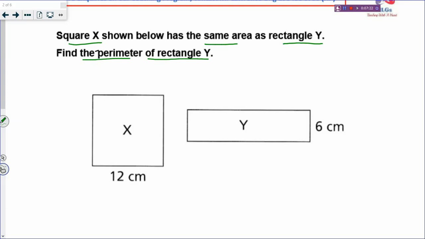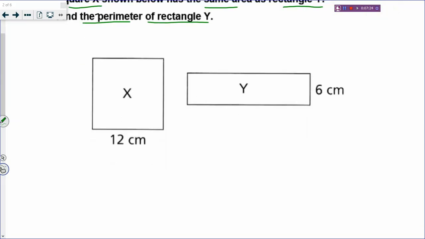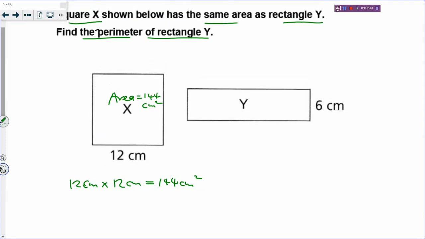Square X has the same area, and area means times. So you take 12 cm times 12 cm, and you get area, which is 144 cm square. The rectangle also has the same area, so the area of this rectangle is also 144 cm square.